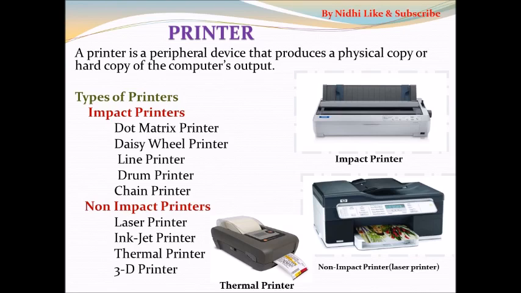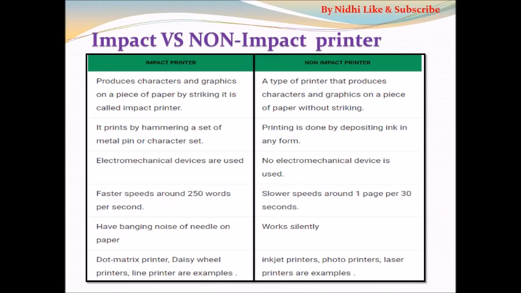So here you can see that impact printers produce characters and graphics on a piece of paper by striking it. The type of printer that produces characters and graphics on a piece of paper without striking is a non-impact printer. This is the first difference. Second difference, in an impact printer, it prints by hammering a set of metal pins or character set, that is the typewriter mechanism, whereas in a non-impact printer, printing is done by depositing ink in any form.